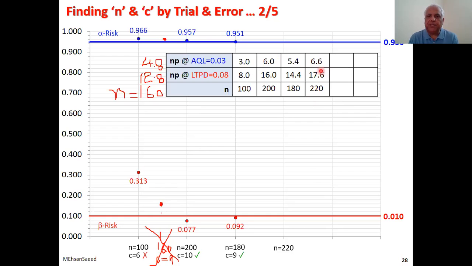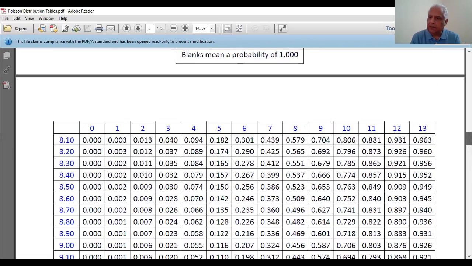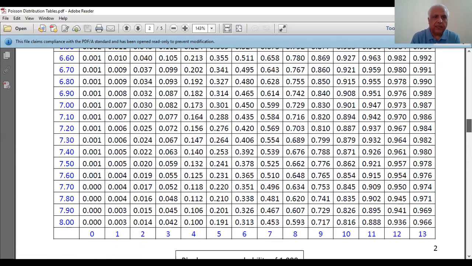220 at 3 would be 6.6 and at 8 would be 17.6. 3 multiplied by 220, 6.6. 8 multiplied by 220, 17.6. So let me take a note of this: 17.6 and 6.6. So back to the Poisson tables. So we have to enter at 6.6. Here is 6.6. Find something bigger than 0.95. This is here. This is column number 11.